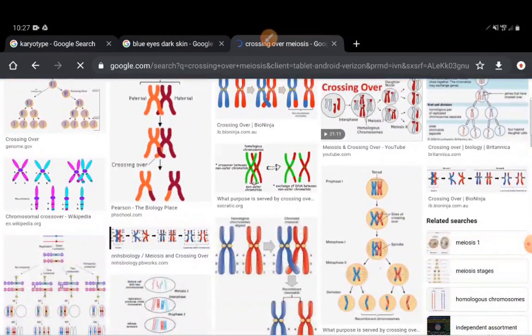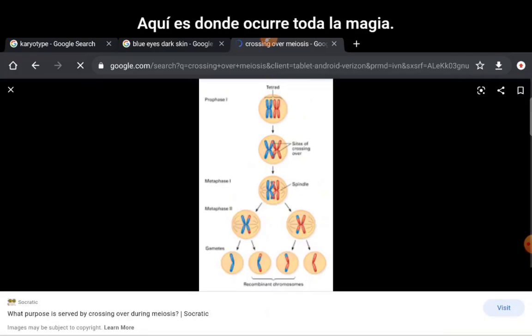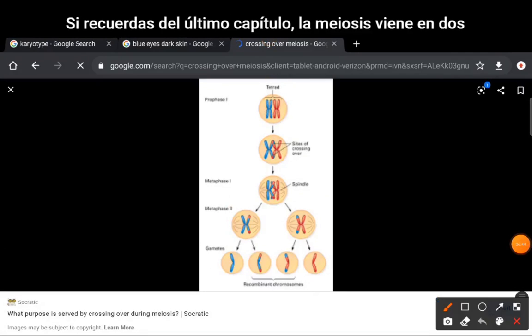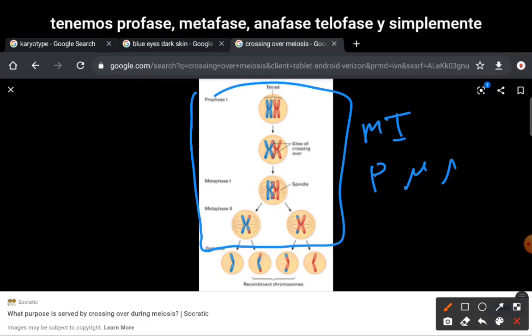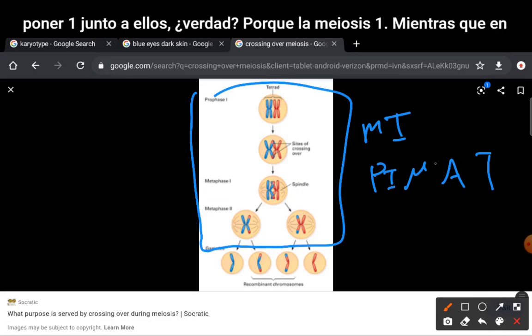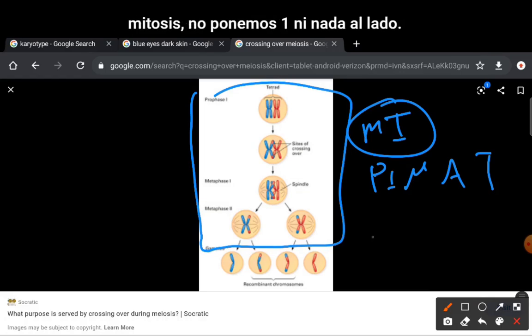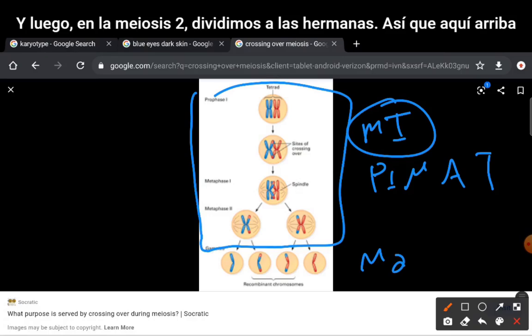Here we go. Here's where all the magic happens. If you remember from the last chapter, meiosis comes in 2 phases. There is this phase, which is meiosis 1, in which we have prophase, metaphase, anaphase, telophase, and we just put 1s next to them, right? Because it's meiosis 1. Whereas in mitosis, we don't put 1s or anything next to it. And then in meiosis 2, we then split the sisters.